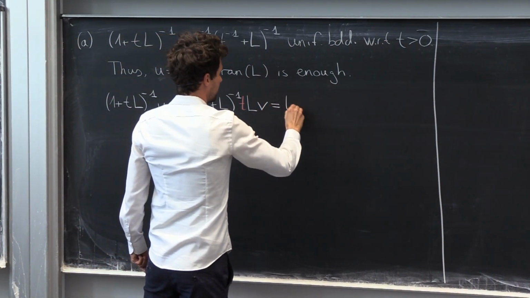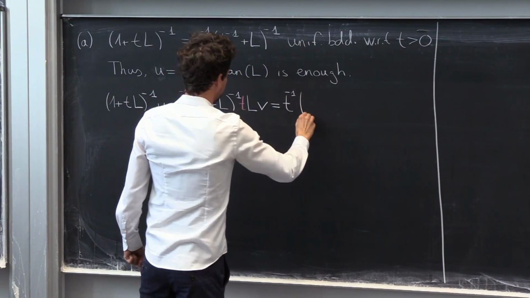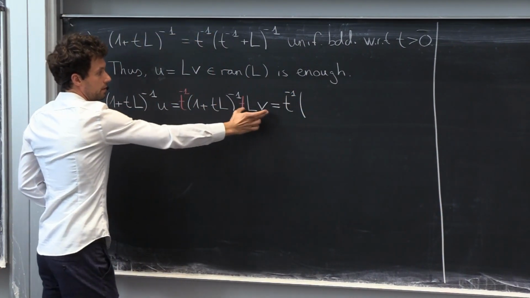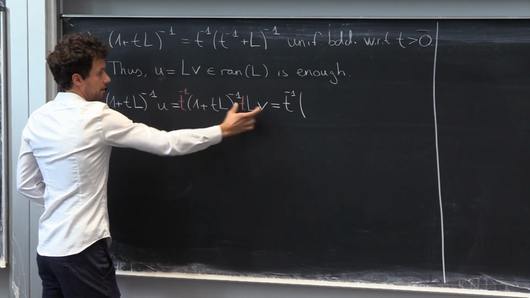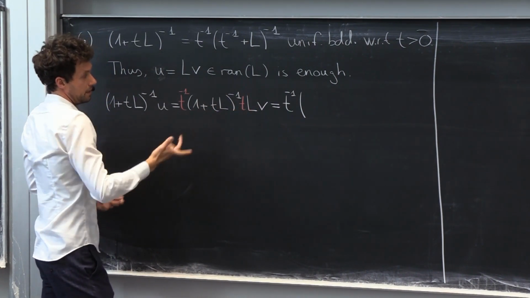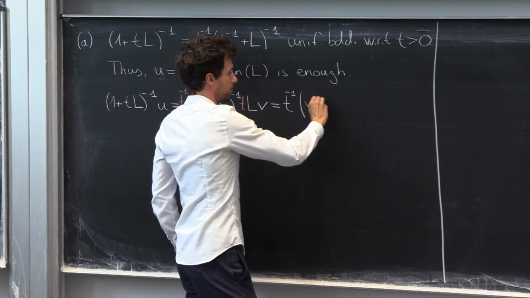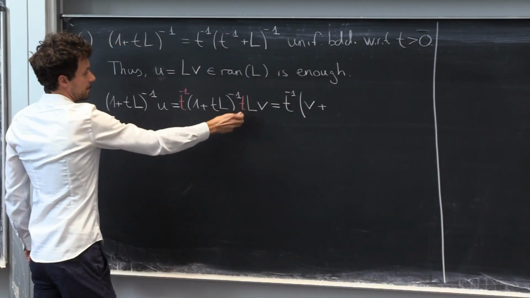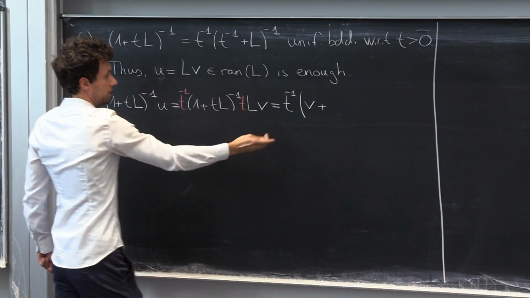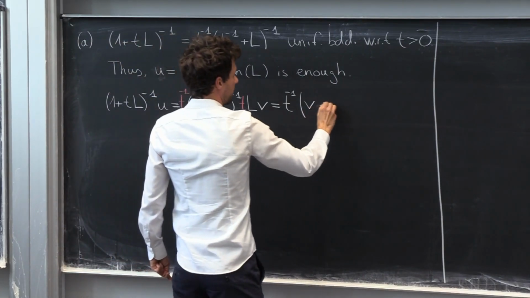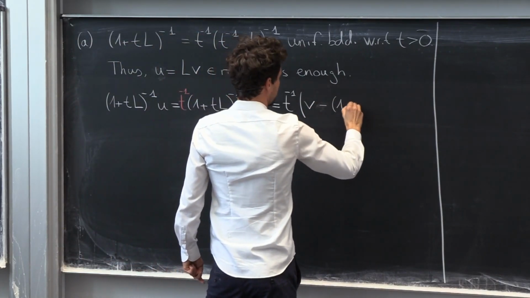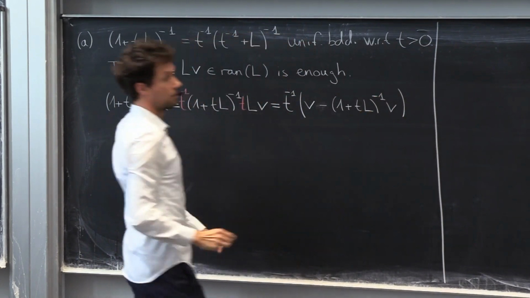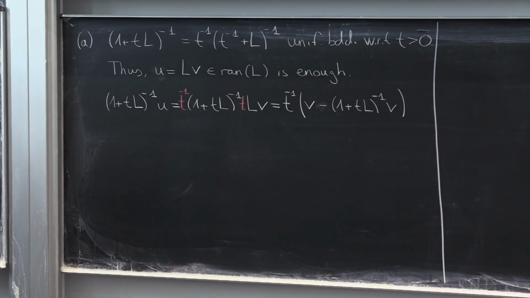So I claim that this is the same as T to the minus 1. If I add a V to this element, then the resolvent will simplify and I just get the V back. And then I do minus 1. Well, then instead of TL, I'm going to have minus 1. So I actually have to subtract the resolvent. Agreed?